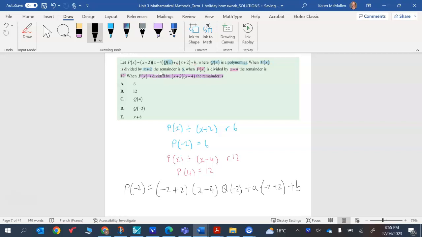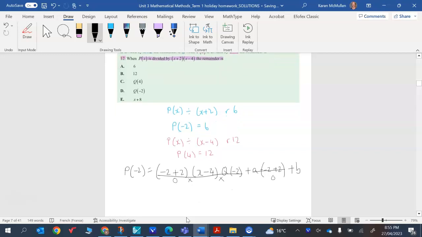You'll notice that negative 2 plus 2, that's 0. So basically 0 is going to be multiplying this bracket and your q. So that all becomes 0. It basically disappears. And then we've got the negative 2 plus 2 here again. So that's 0, so that goes. And we're effectively just left with b. So we know that when p of x is divided by x plus 2, your remainder is 6. So b is equal to 6.